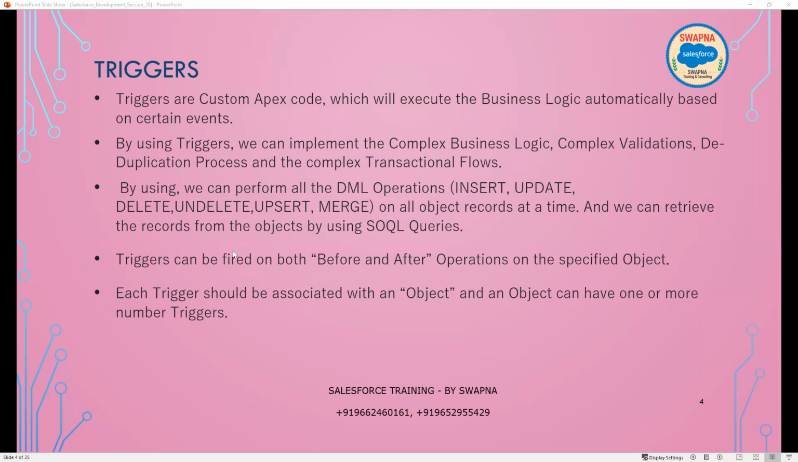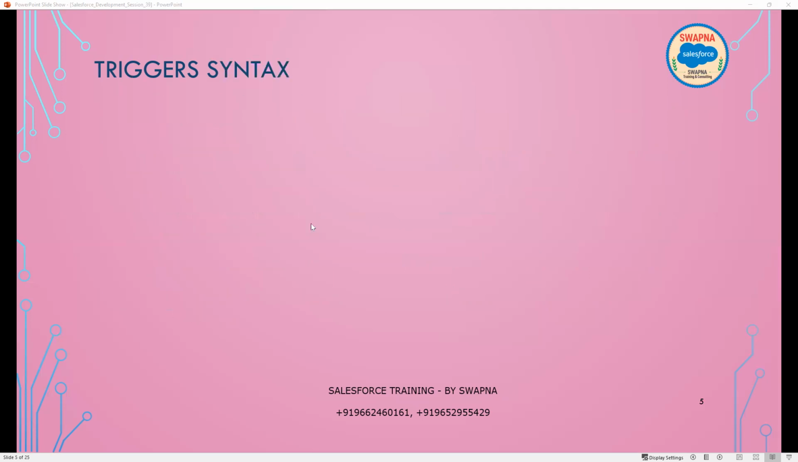Okay. So now let's see the syntax of how to write a trigger. Whenever we are implementing a trigger, it always starts with the keyword trigger. Then you need to specify the trigger name, then on, then the object name, and then the events. We will see this right now.